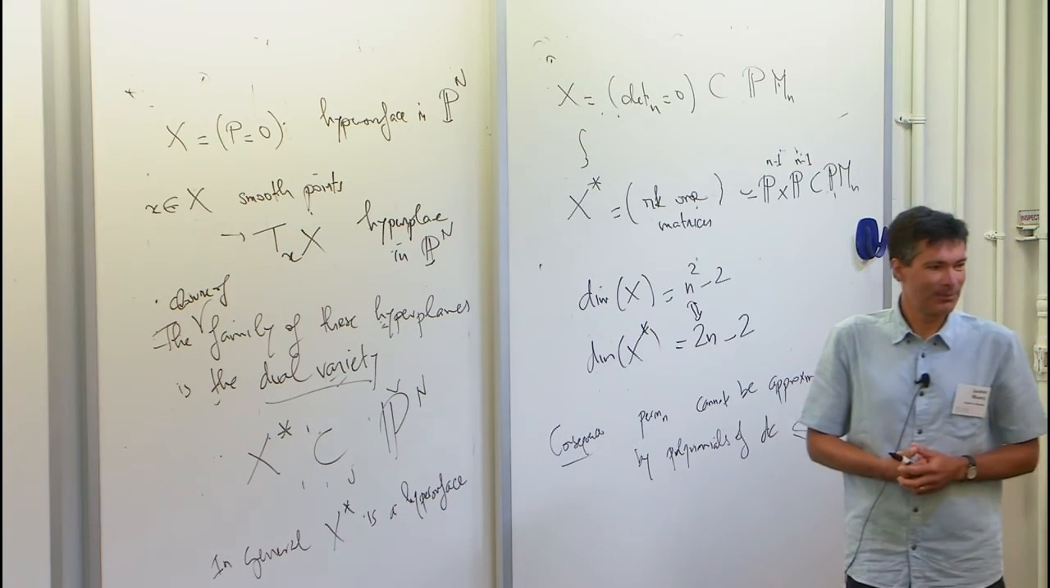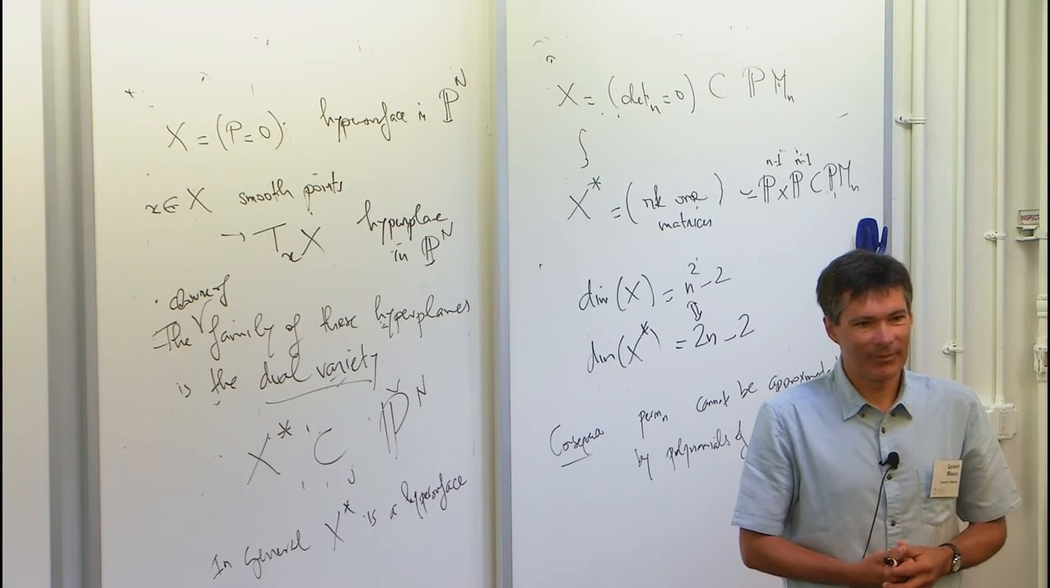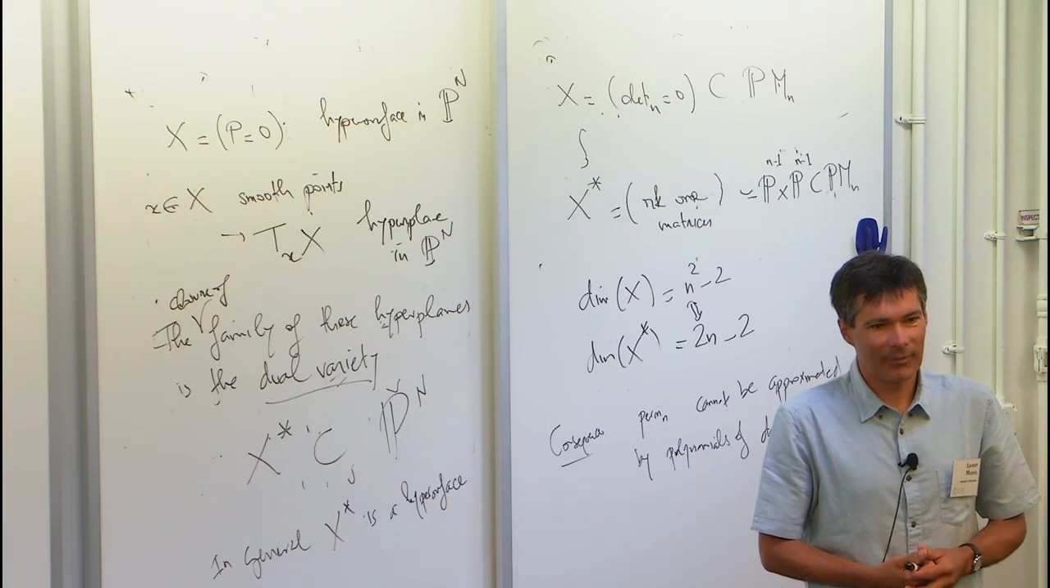Let's try to get some more questions. Quinn? Is it possible to improve this statement if instead of looking at permanent, we look at other polynomials?